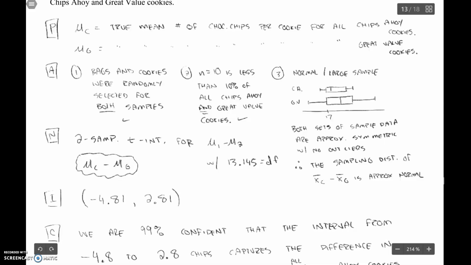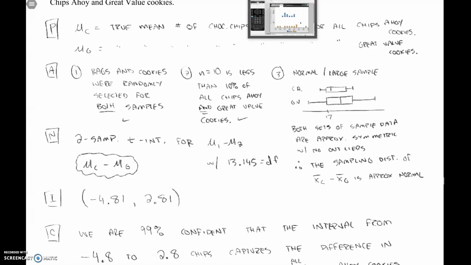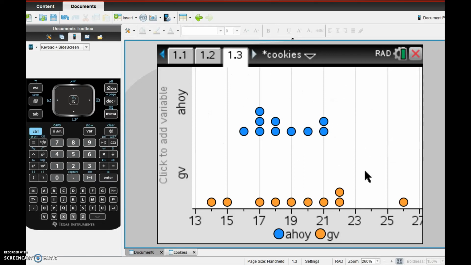So both sample sizes are small. They're only 10. So we have to look at the distributions. We're looking for outliers and strong skewness. If we have outliers or strong skewness, we're going to fail this check. This is maybe kind of an outlier, but I don't think it really is.